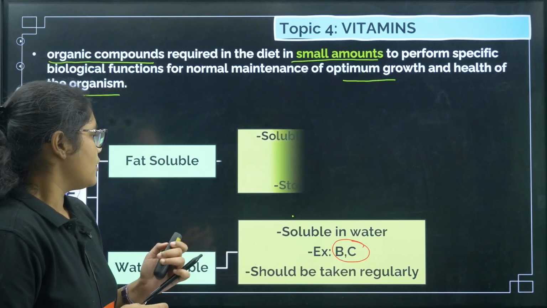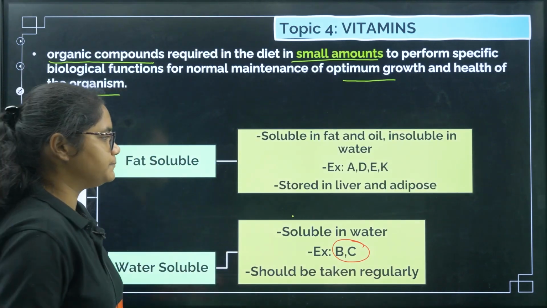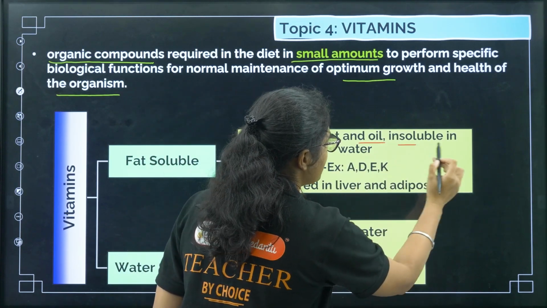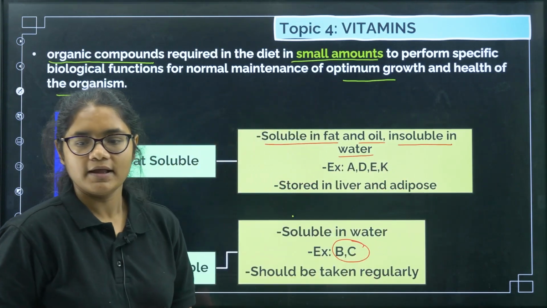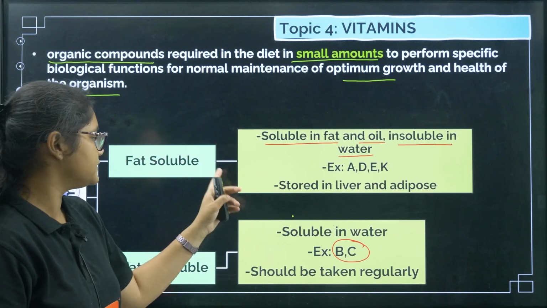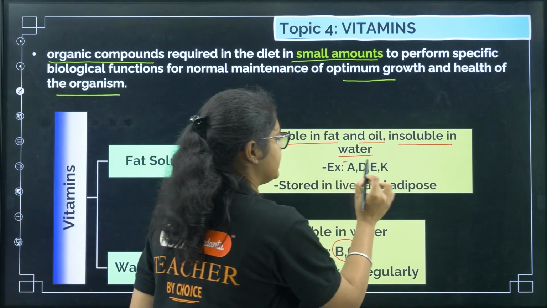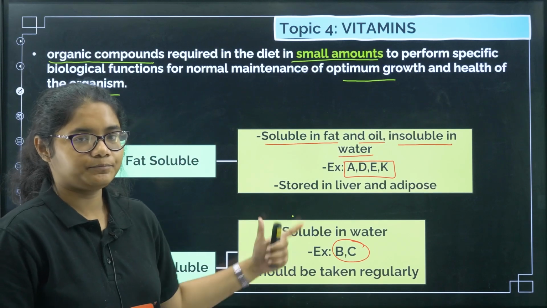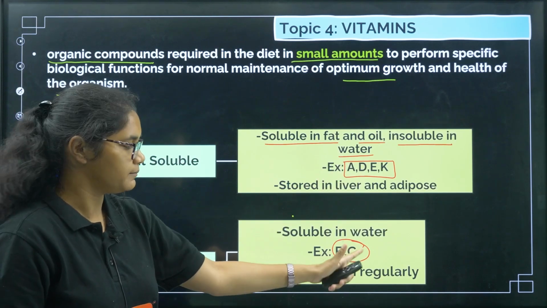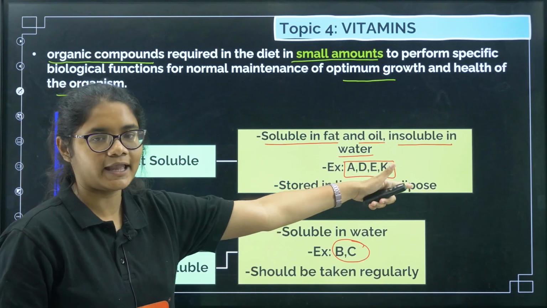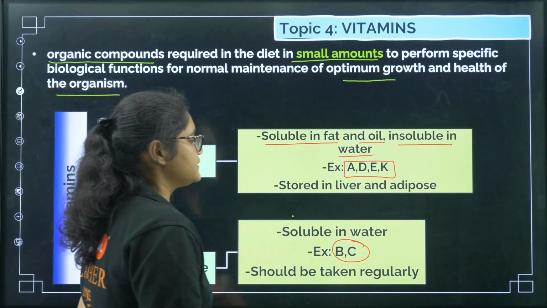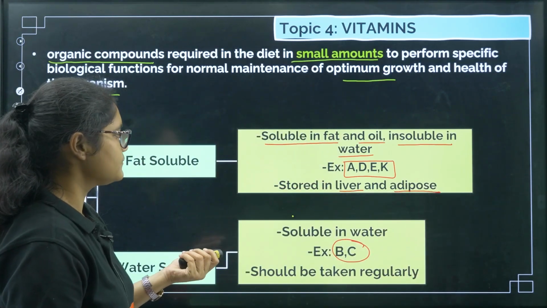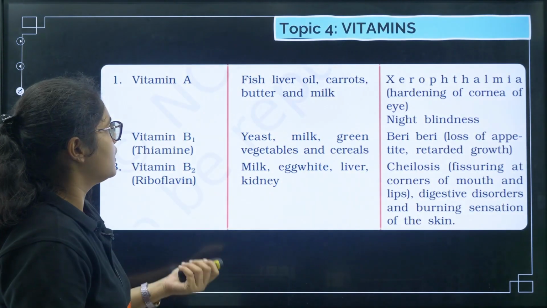Okay, now coming to fat soluble. As I told you, as the name suggests, it is soluble in fat and oil and insoluble in water. Okay, now what are those vitamins? Examples of fat soluble: A, D, E and K. Okay, please remember, B and C water soluble, A, D, E, K fat soluble. Next, they are stored in the liver and adipose tissue.